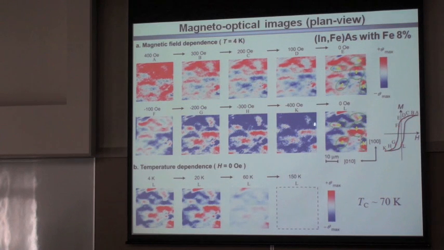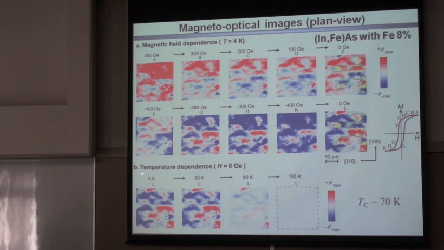Again, we see a single domain, corresponding to this point. And then we go back to zero, which is point L. Here is another remanent state. So if you compare these two opposite remanent states, corresponding to this state and this state, we see just the opposite color patterns. Red and blue patterns are just the opposite because this is a ferromagnetic domain.